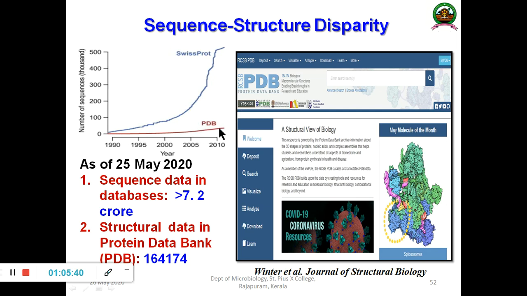And as of recently, this is the screenshot of the Protein Data Bank, conventional experimental crystal structures. I told you, as of yesterday, 25th May 2020. If you check the sequences, I think this is an approximate number: crores or millions of sequences are available in the database where amino acid sequences are available. But in the case of structures, you can see here clearly, 1,64,174. This number will change. I have taken this data as of yesterday, 25th May 2020.